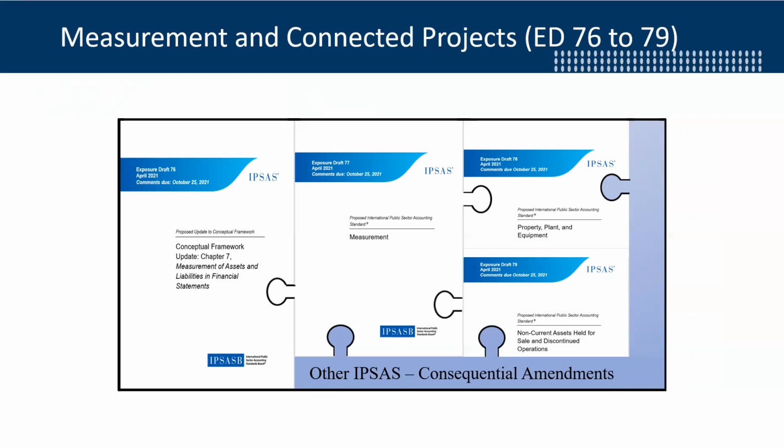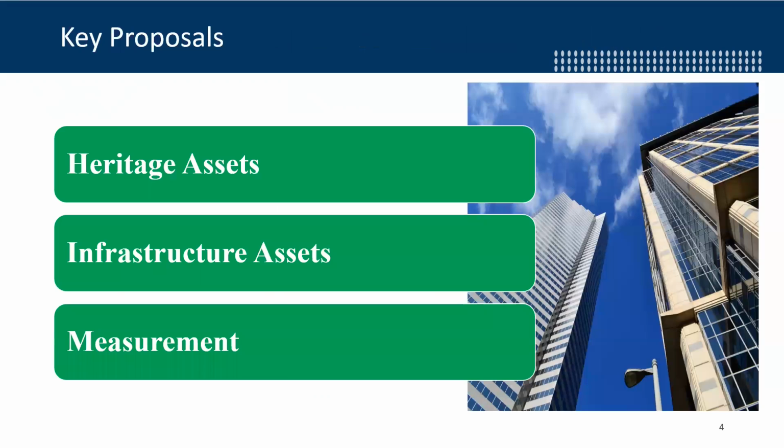Now, I talked about various components of ED 78 and different projects that all linked into ED 78 and resulted in this update to IPSAS 17, Property, Plant, and Equipment. And the first project that I want to speak of is Heritage Assets. This is a project that's been ongoing for a number of years, and as it progressed, the changes that were being proposed to IPSAS 17 were becoming more and more significant.